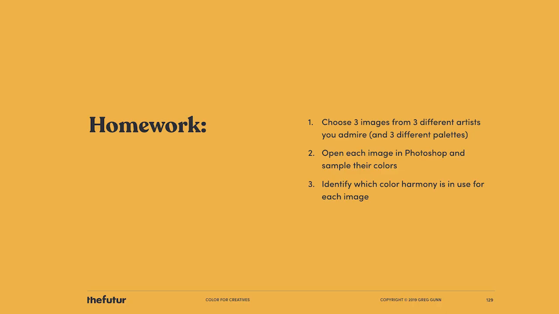Which brings me to your homework. Think of this like a color scavenger hunt. I want you to look at your favorite artists and pick out 3 different images from 3 different artists. Ideally, they will have very different color palettes, so try to look for that. Now bring those images into Photoshop, sample the colors you see, and then try to identify what color harmony they're using. This is the first step in understanding how to pair colors together, and subsequently, how to build your own color palettes. So start by studying what you like, and then learn how to do it your way.